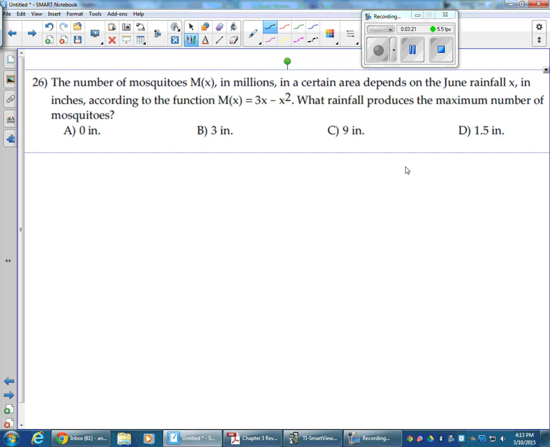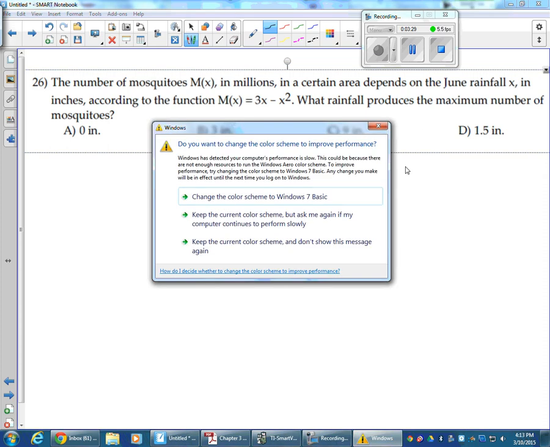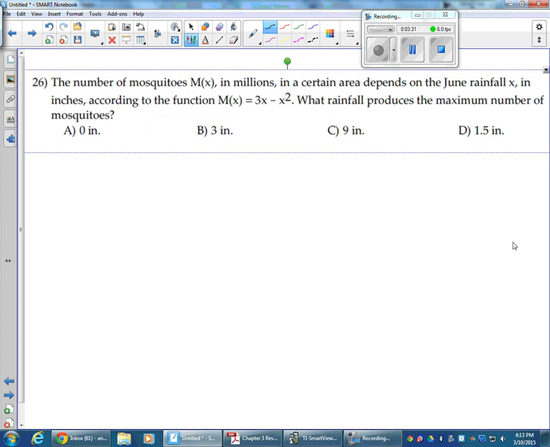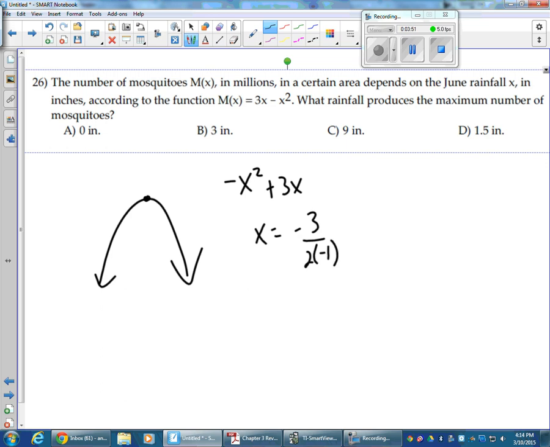26, the number of mosquitoes in millions in a certain area depends on the June rainfall. The x is the rainfall in inches, and the mosquitoes would be the M, what we get in millions. What rainfall produces the maximum number of mosquitoes? So again, this is opening downward, and if I write it in descending powers of the variable, it's a negative x squared plus 3x. So I'm again finding the vertex. So x is equal to negative b over 2 times a. So that's going to be 1.5 inches.